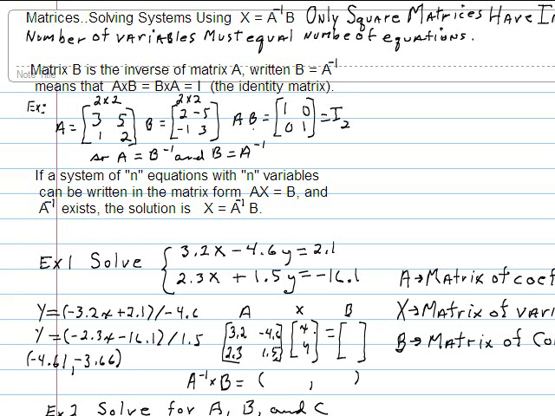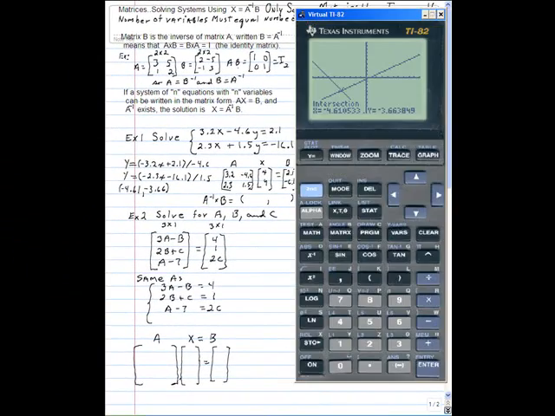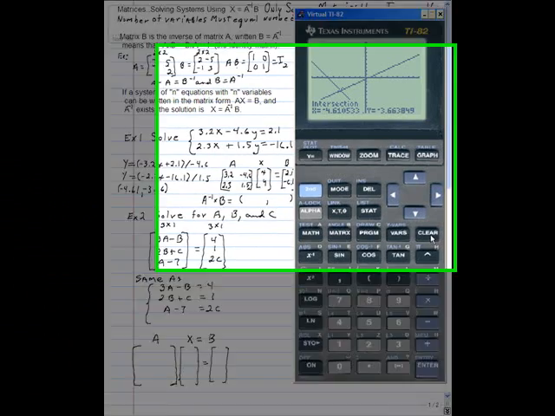So now I've got a times x. B is the matrix of constants. The constants are 2.1 and negative 16.1. So I put 2.1, negative 16.1. Now we're going to have to load A and B into the calculator. So we'll do that. I'll bring up the calculator. I'll go ahead and clear this off. We're not using this anymore.